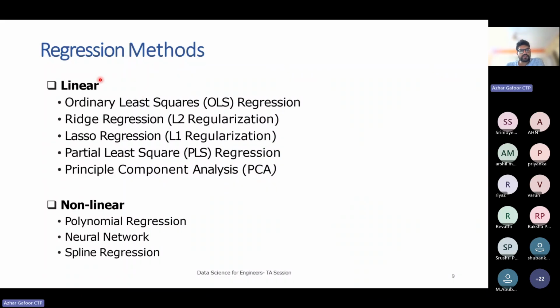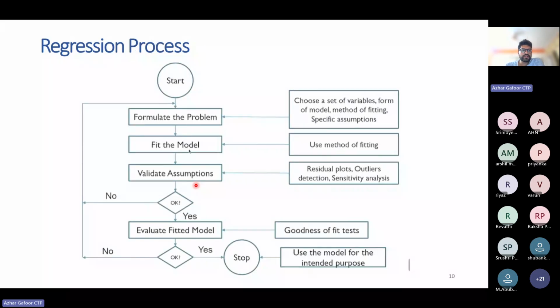We have different methods for regression problems. In the linear case, we have the most common ordinary least squares, then ridge regression, lasso regression, partial least squares, and principal component analysis. For non-linear regression, we have polynomial regression, neural networks, and spline regression. Let's try to understand the flow of how regression works. First we have to start and formulate the problem, that is, choose a set of variables.